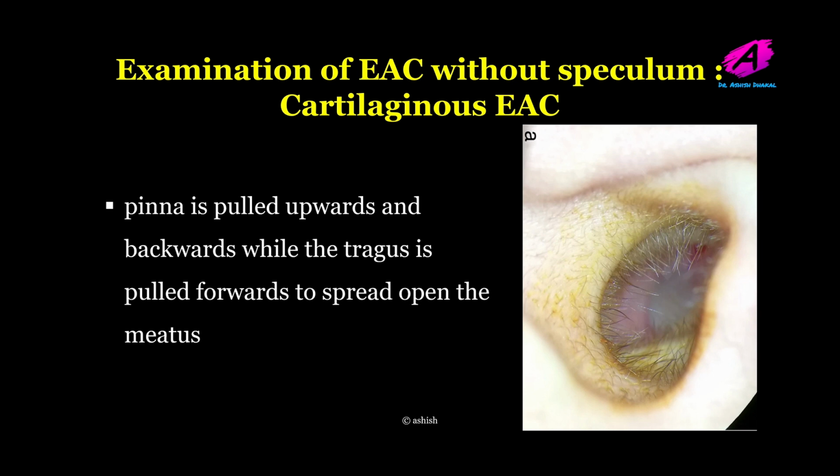Then for examination of the cartilaginous external auditory canal without speculum, the pinna is pulled upwards and backwards while the tragus is pulled forward. So you keep a thumb in your preauricular area and pull the tragus anteriorly, and the other hand will be used to pull the pinna upward and backward, so the canal would be straightened.